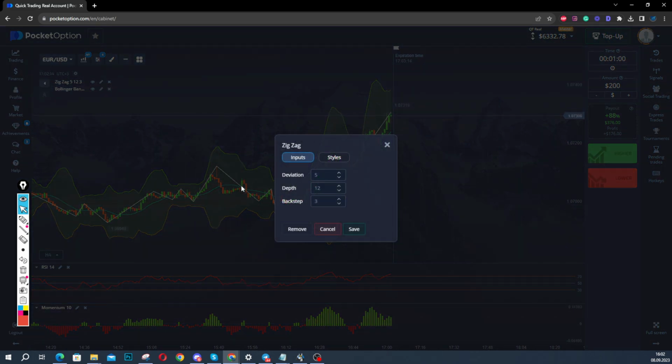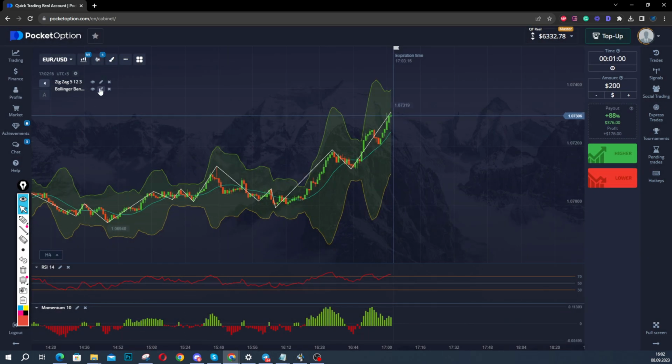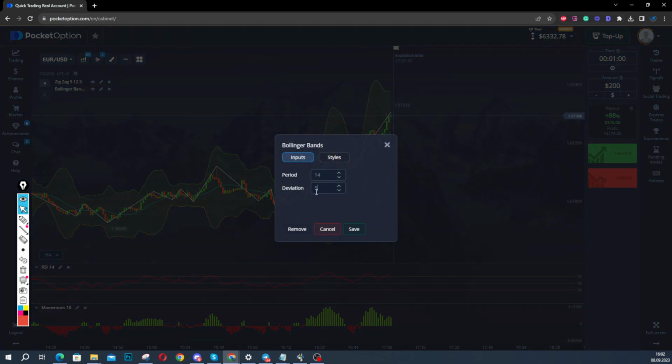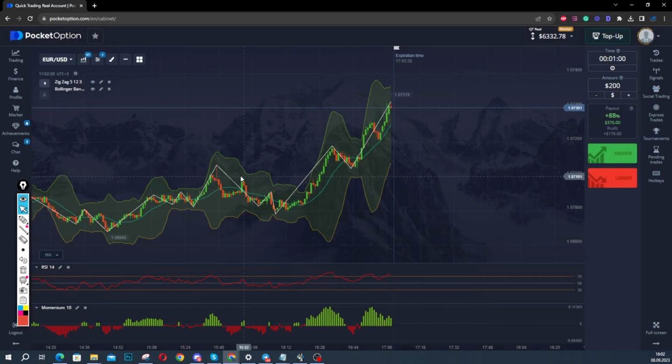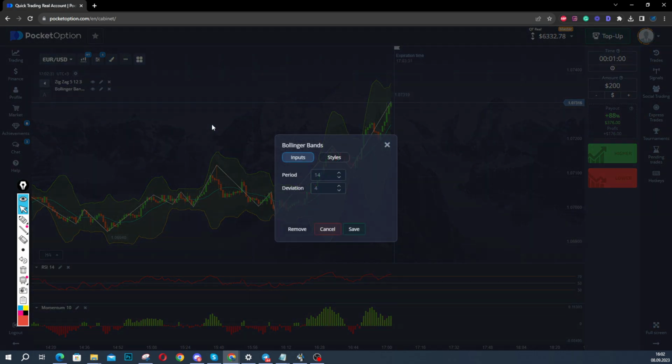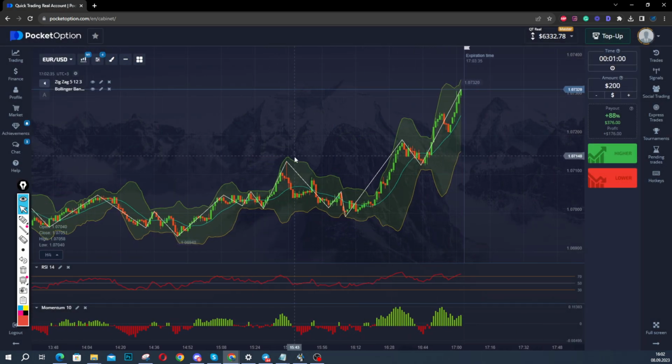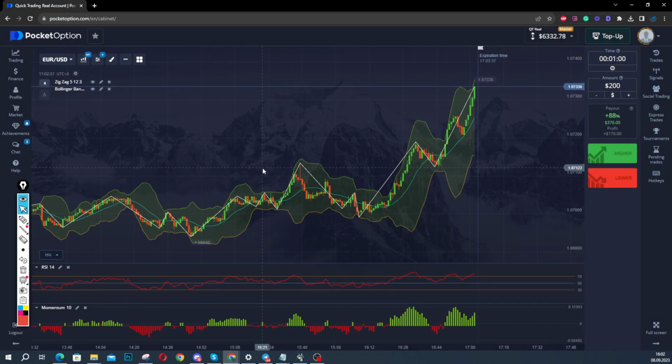The higher the deviation is, the higher is the chance of a successful trade. But you don't get so many options. So I will limit this to 4 or 3. Now you see the Bollinger Bands are more on the chart.